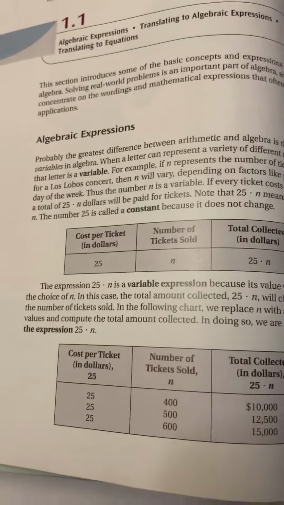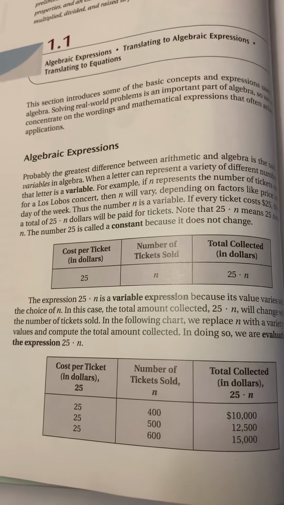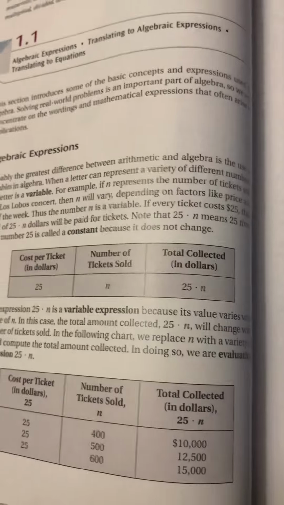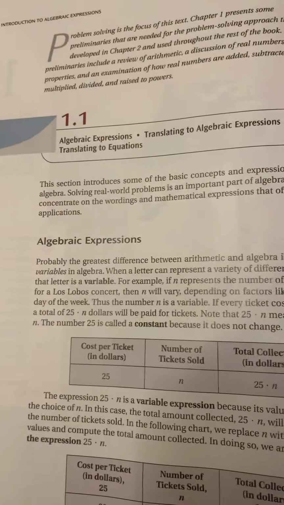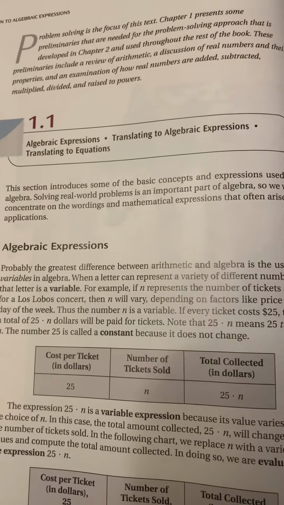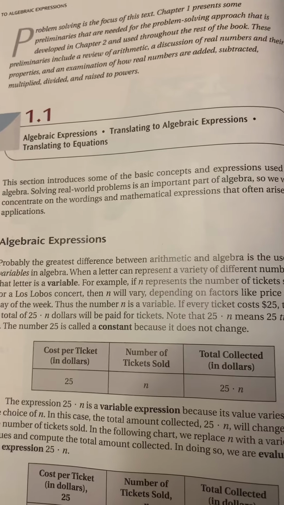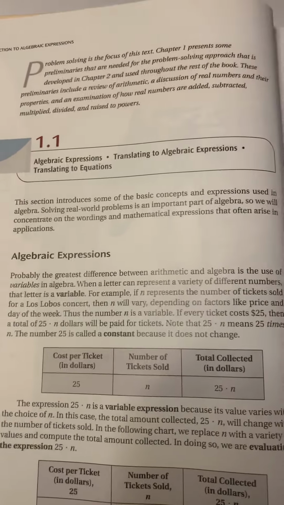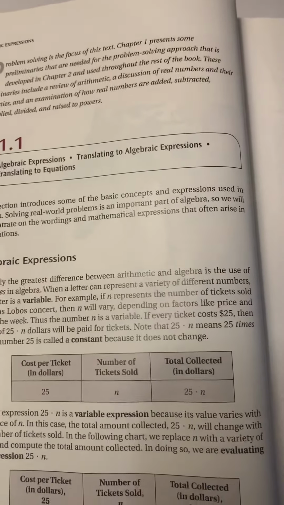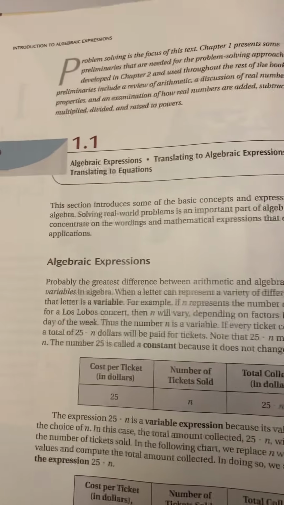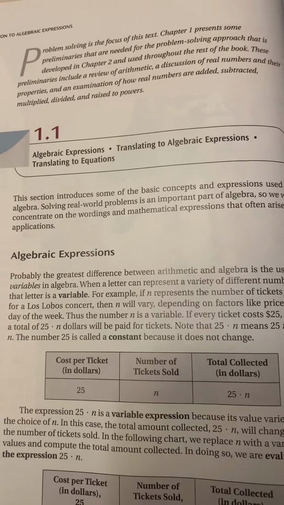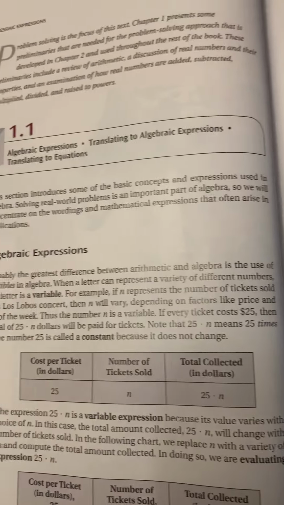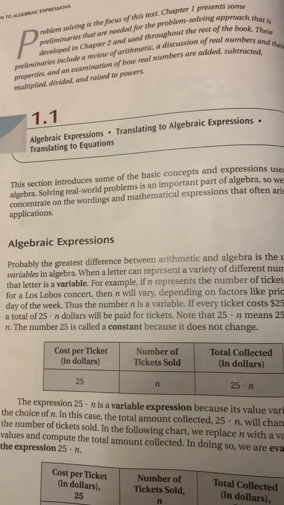Underneath algebraic expressions, it says, probably the greatest difference between arithmetic and algebra is the use of variables in algebra. Okay, let's read that again because I got distracted. Probably the greatest difference between arithmetic and algebra is the use of variables in algebra. When a letter can represent a variety of different numbers, that letter is a variable.